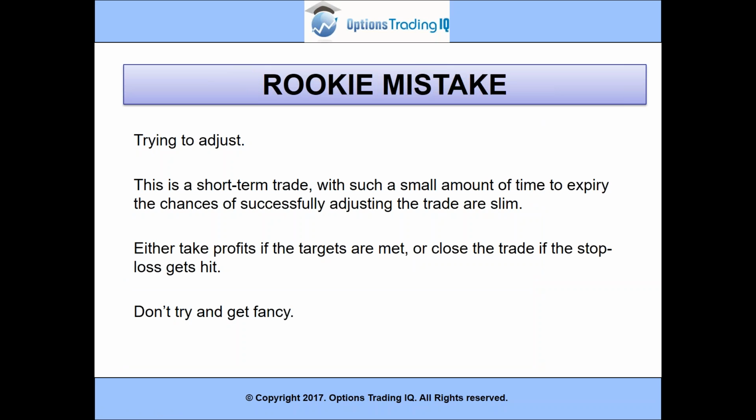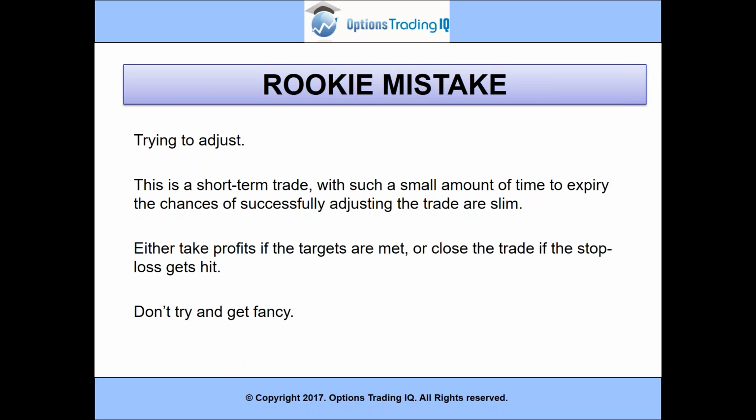Okay, so rookie mistake, trying to adjust. We don't bother adjusting these trades. It's a short-term trade, and with such a small amount of time to expiry, the chances of successfully adjusting the trade are slim. We either take profits if the targets are met, or we close the trade if the stop loss gets hit. Don't try and get fancy. So we put it on, we close it, that's it. Or we let it expire if we've got a credit on the downside.